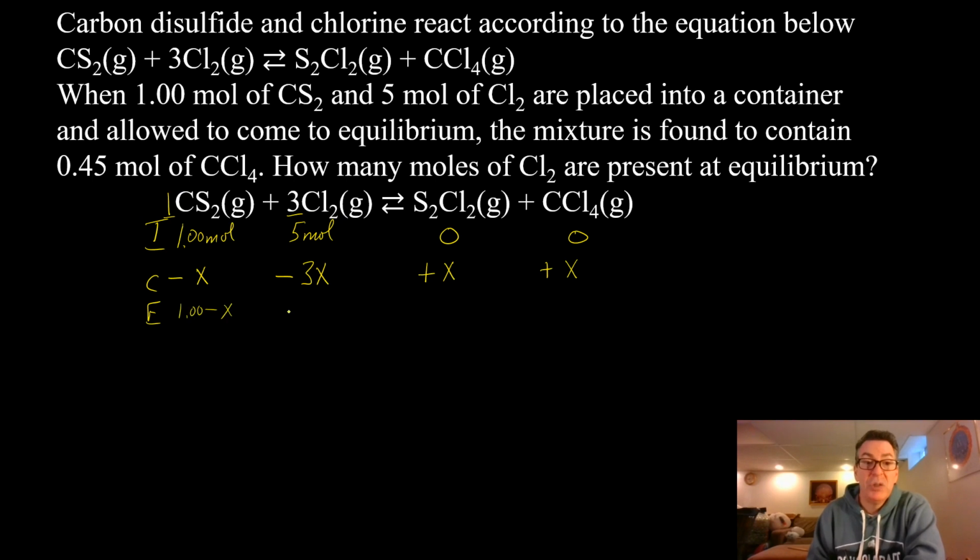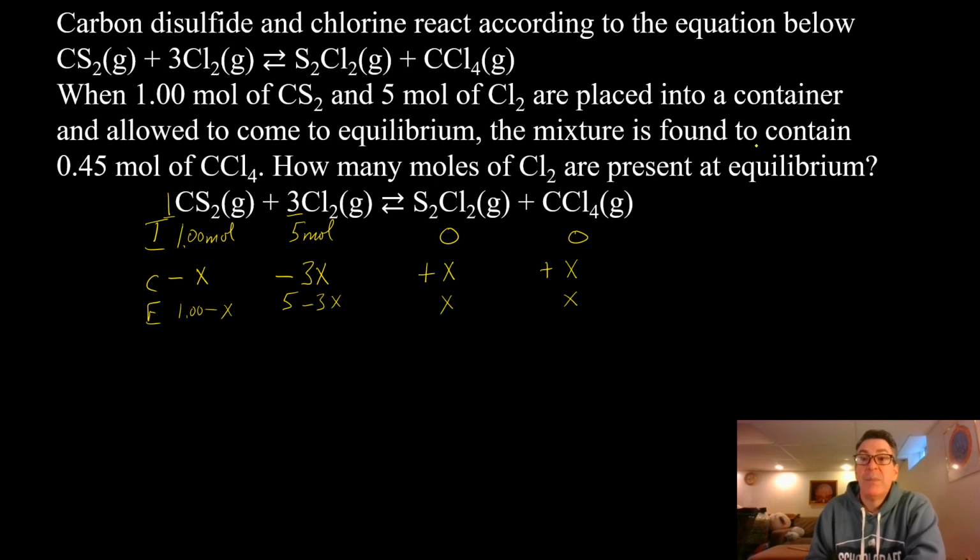And so then just combine the initial and the change lines together, and you'll get your equilibrium line. And of course, 0 plus X is just X for each of those. Now go back to the information you're given and see what else we can relate.